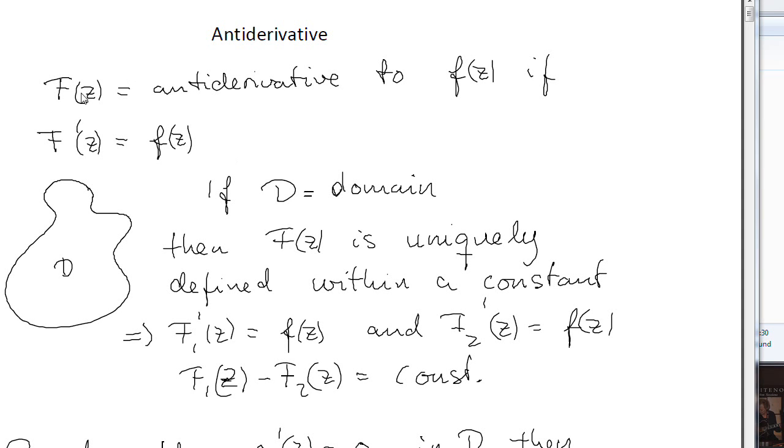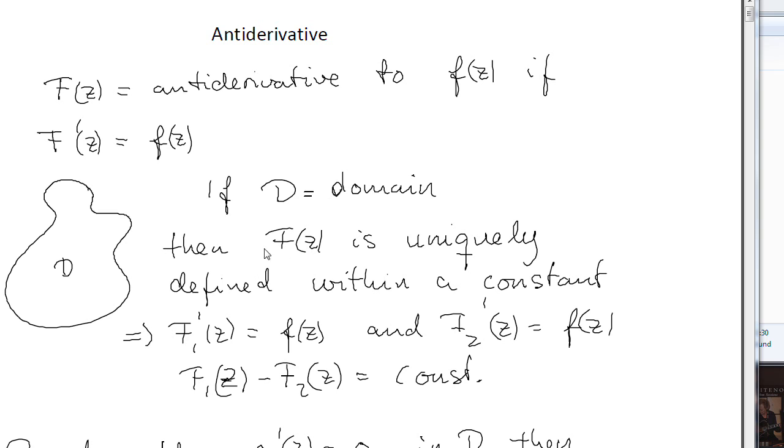We say that capital F of z is an antiderivative of f of z if the derivative of this function, capital F of z, is equal to f of z. If D is some domain, and recall that a domain is an open set which is connected, then the function capital F of z is uniquely defined within a constant.